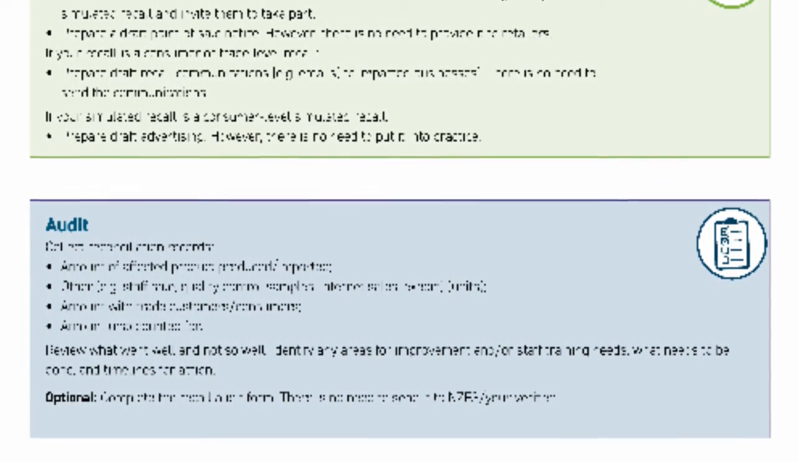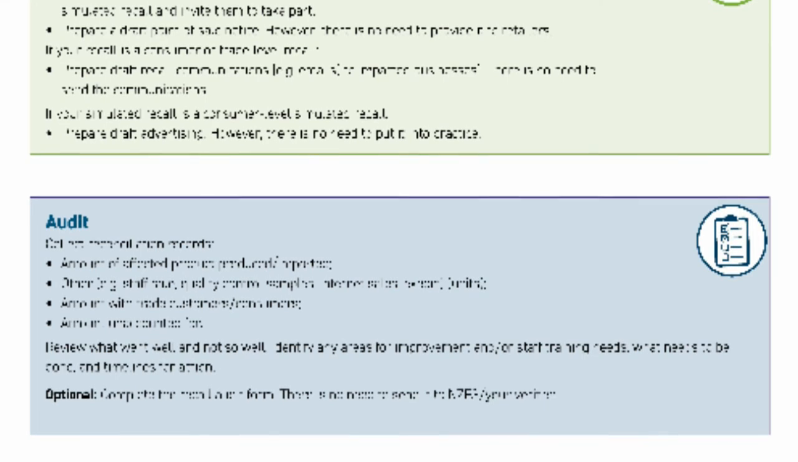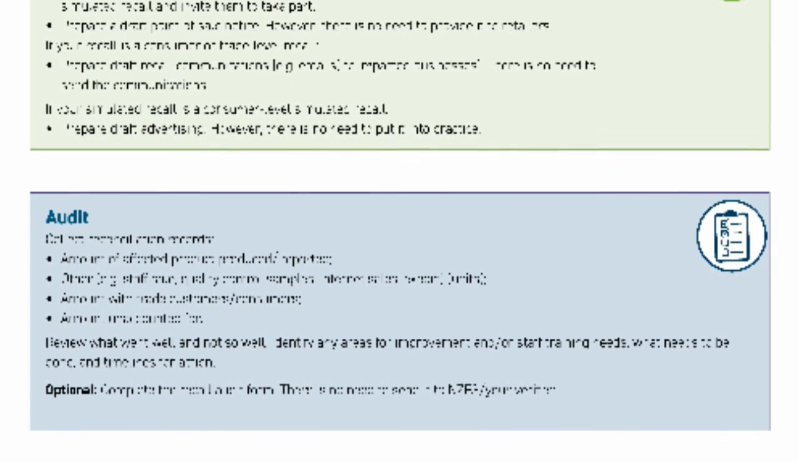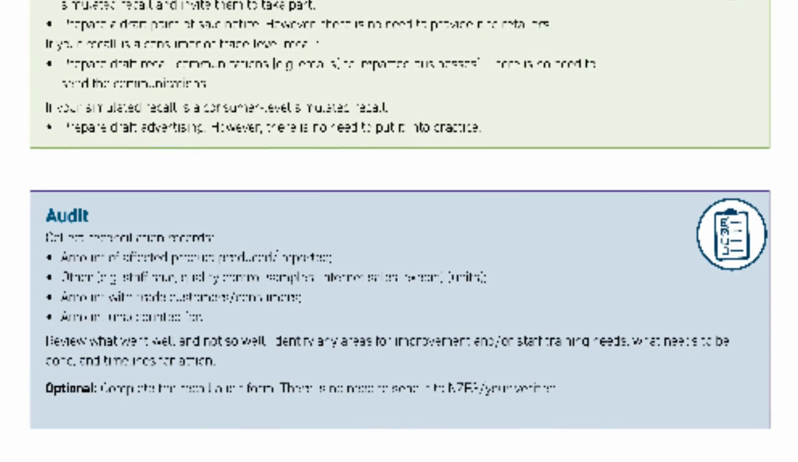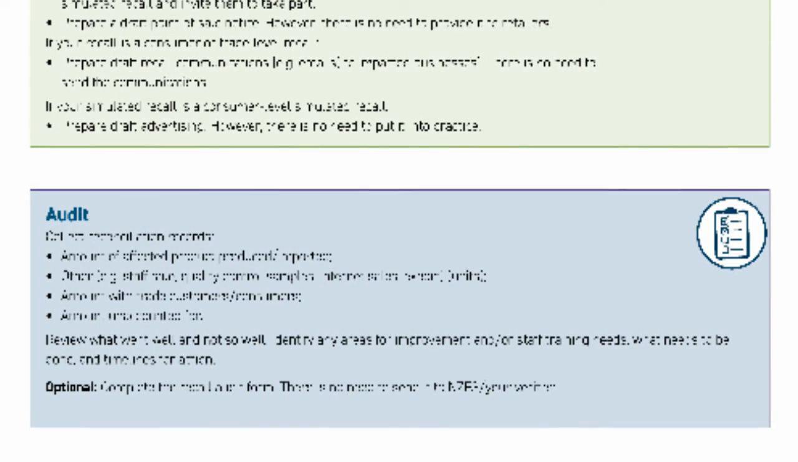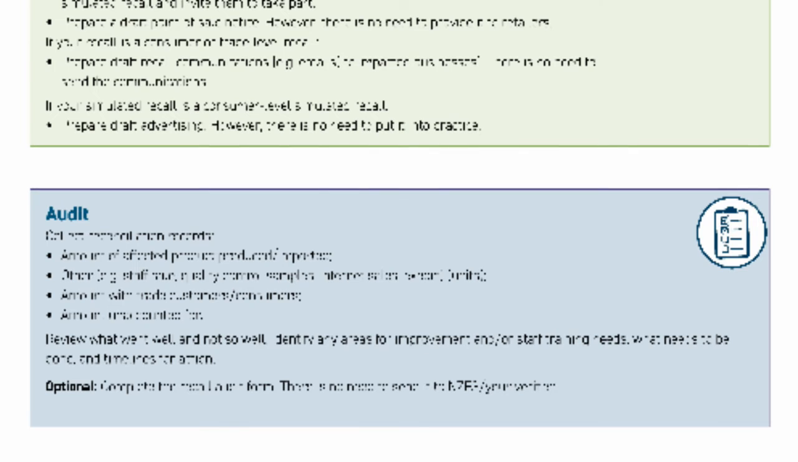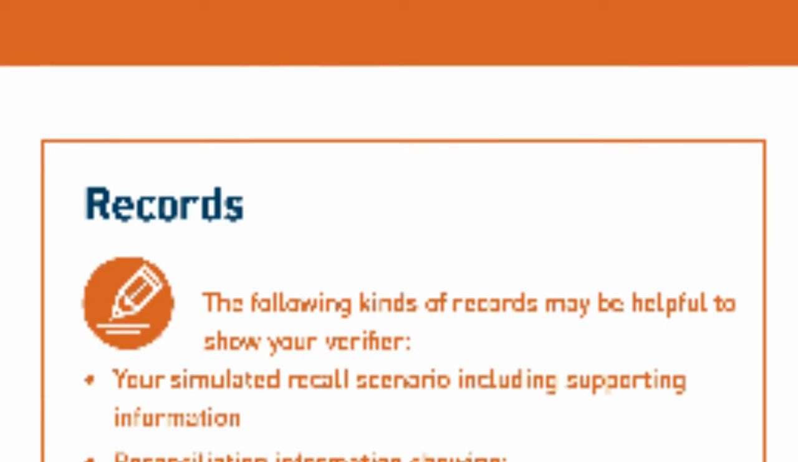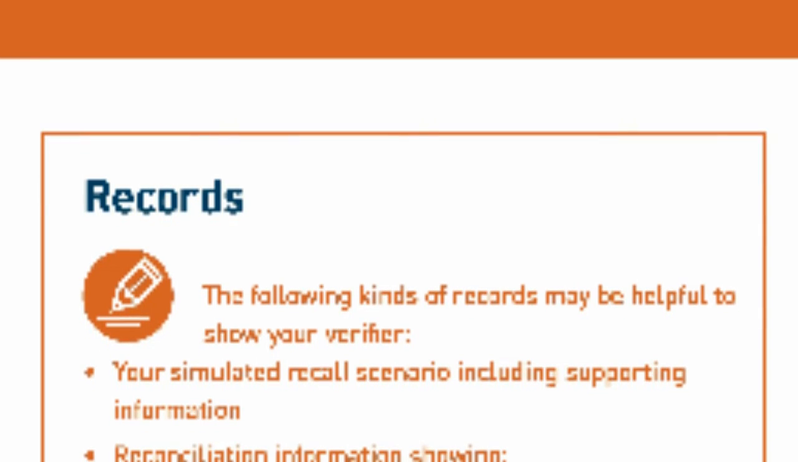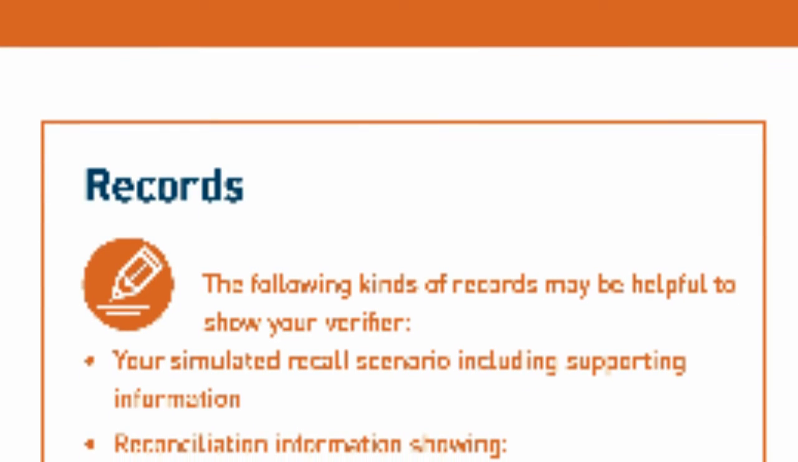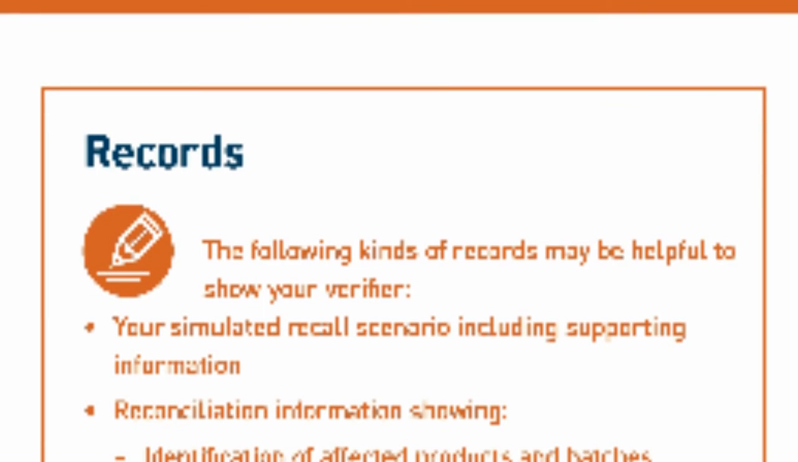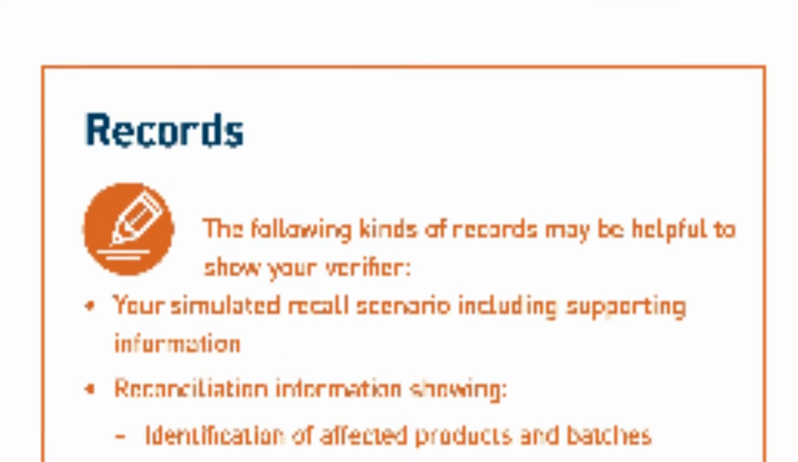Optional. Complete the recall audit form. There is no need to send it to NZFS or your verifier. Records. The following kinds of records may be helpful to show your verifier. Your simulated recall scenario including supporting information. Reconciliation information showing identification of affected products and batches.